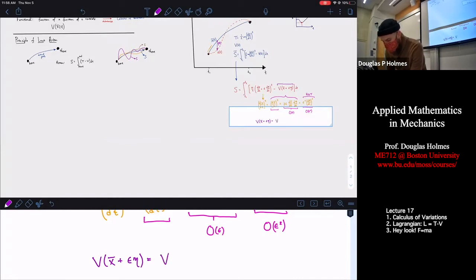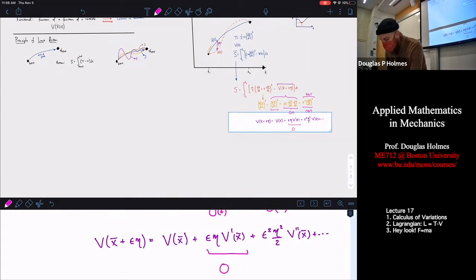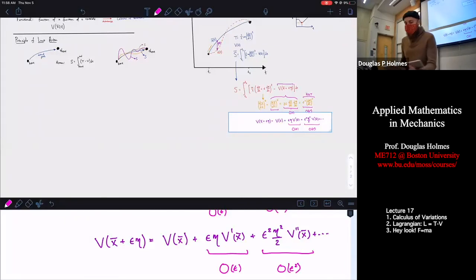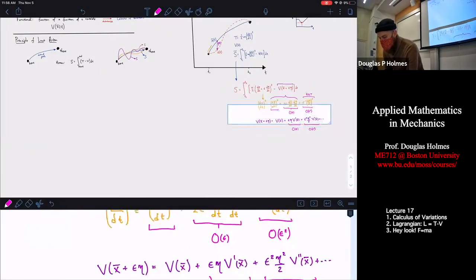And so I'm looking at v of x bar plus epsilon eta v prime of x bar plus epsilon squared eta squared over 2 times v double prime of x bar plus, and so on and so forth. And once again, I see the appearance of an order epsilon term. I see the appearance of an order epsilon squared term, and I stopped, but you can keep going. And now I can insert this quantity and this quantity back into my action.